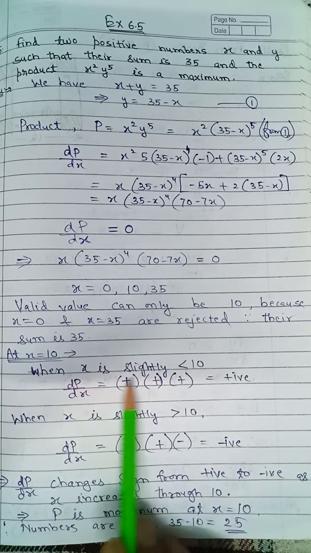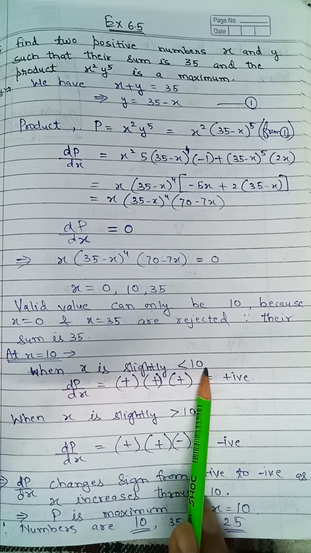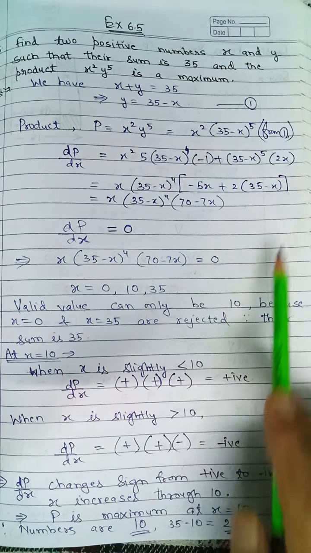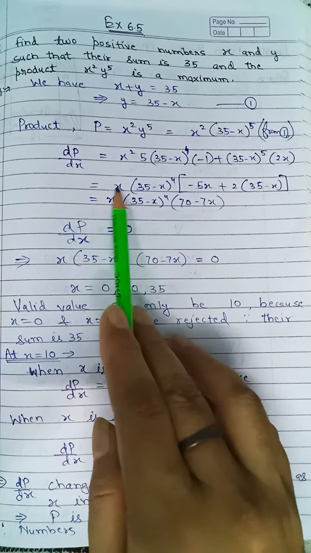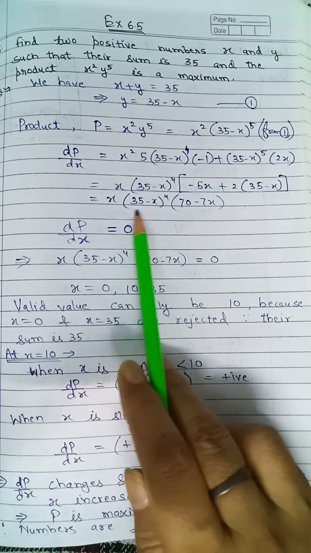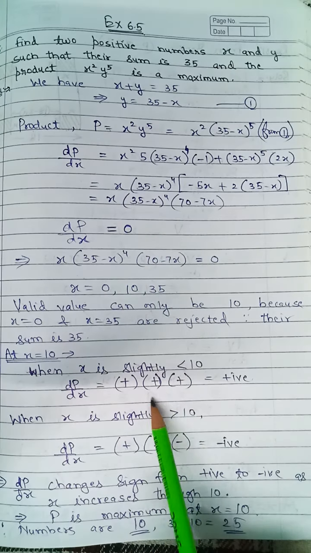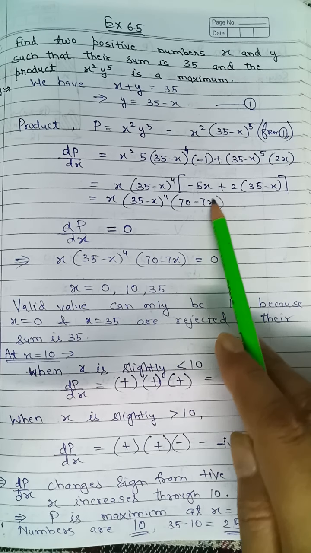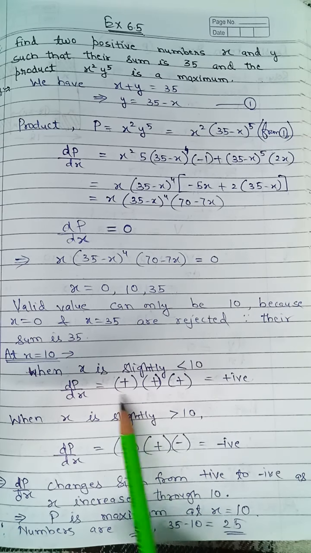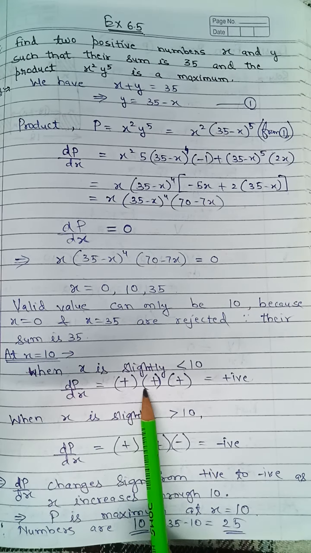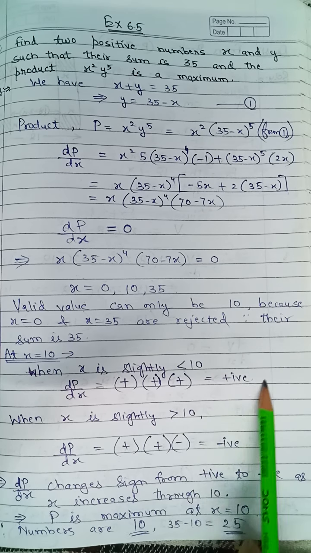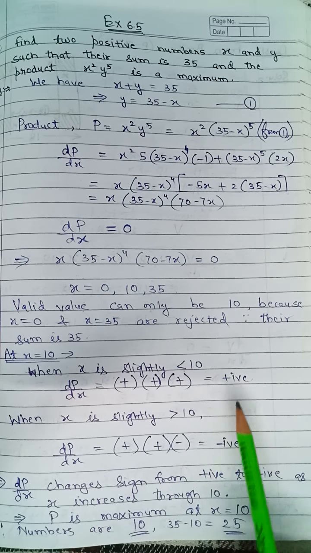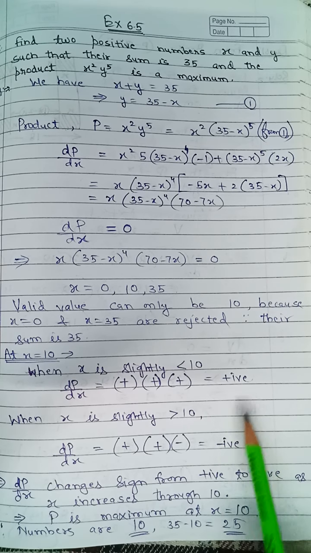If we check for x slightly less than 10 and substitute it over here, x will be a positive number. 35 minus x will also be a positive number, and 70 minus 7x, with x less than 10, gives us here also a positive number. So positive into positive will give us a positive value. This means this is an increasing function going on.